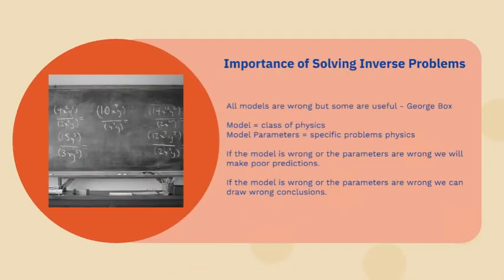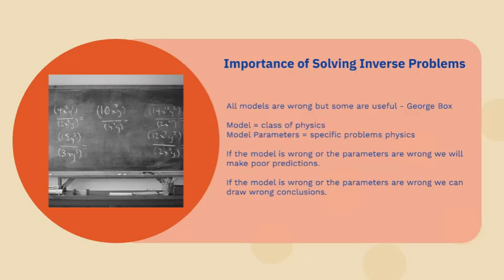So why is it important that we solve these problems? Well, for one, all models are wrong. And as we've seen, we need to try and make them useful. And solving the inverse problem properly is part of that usefulness. To make this point clear, I would like you to think of a computational model as the class of physics that we solve, and the model parameters as the specific physics or the specific details for a problem.